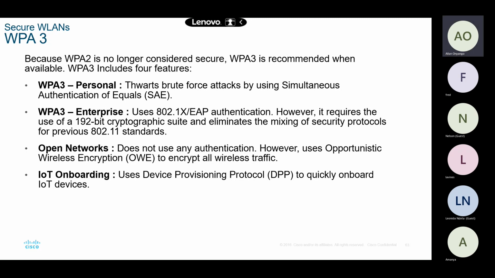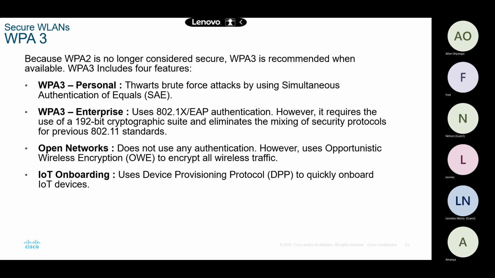But we are also talking about IoT onboarding here. Very, very important. And so for the quick onboarding of Internet of Things devices, we have what is called the DPP, the Device Provisioning Protocol, which provides a mechanism to quickly onboard our IoT devices within the network. And that is very important for us to note.